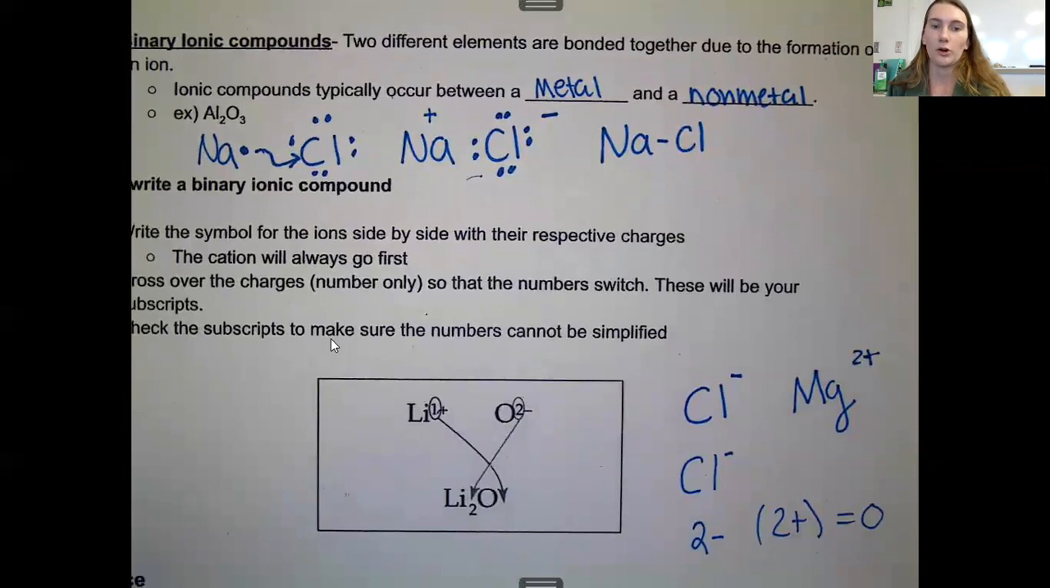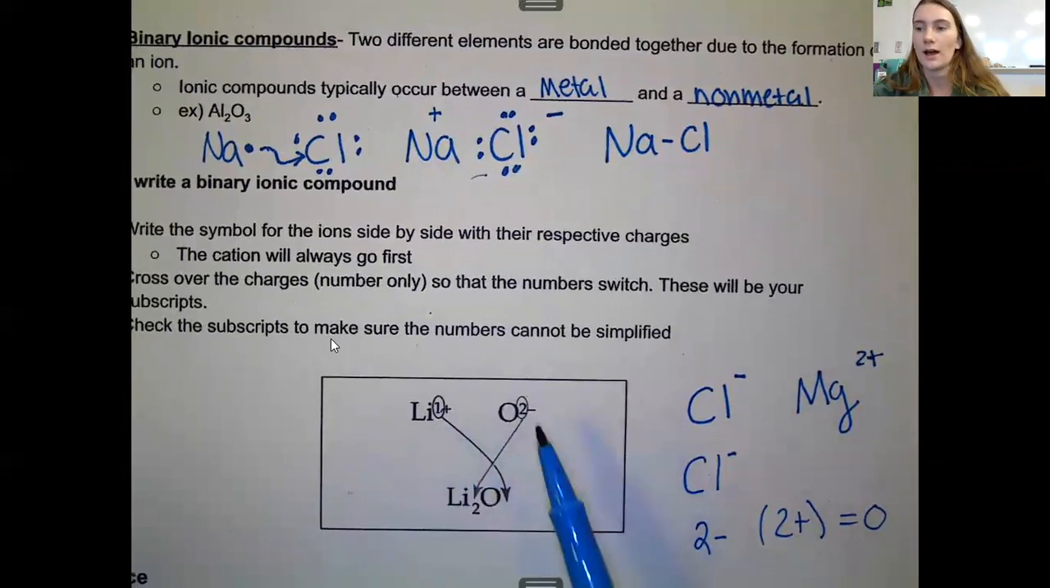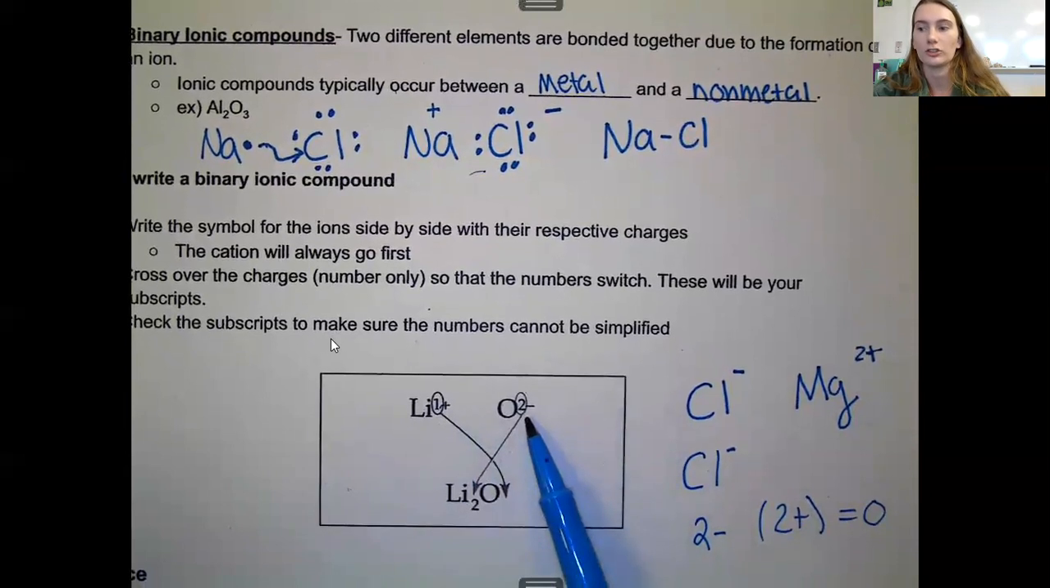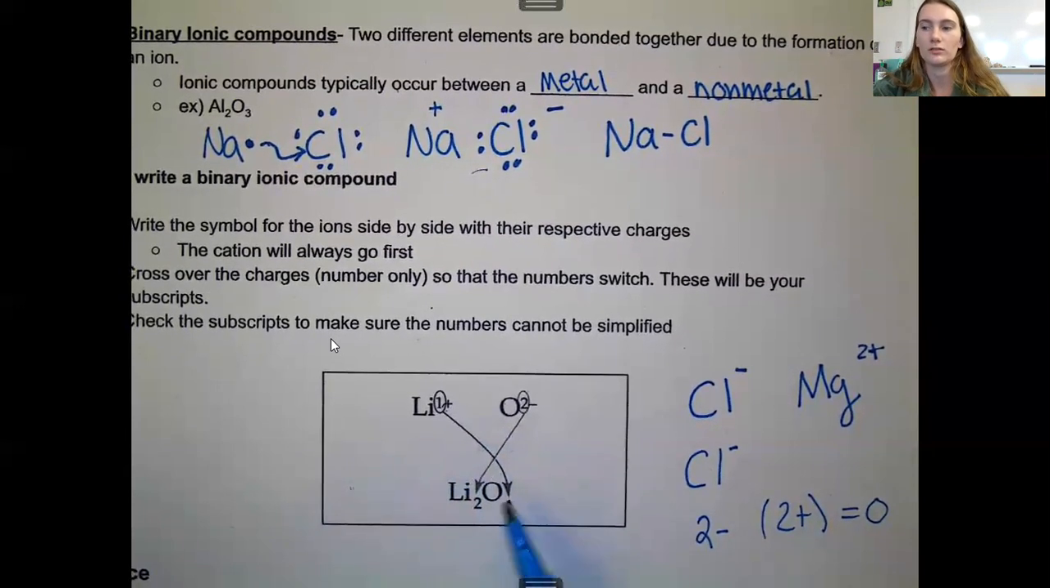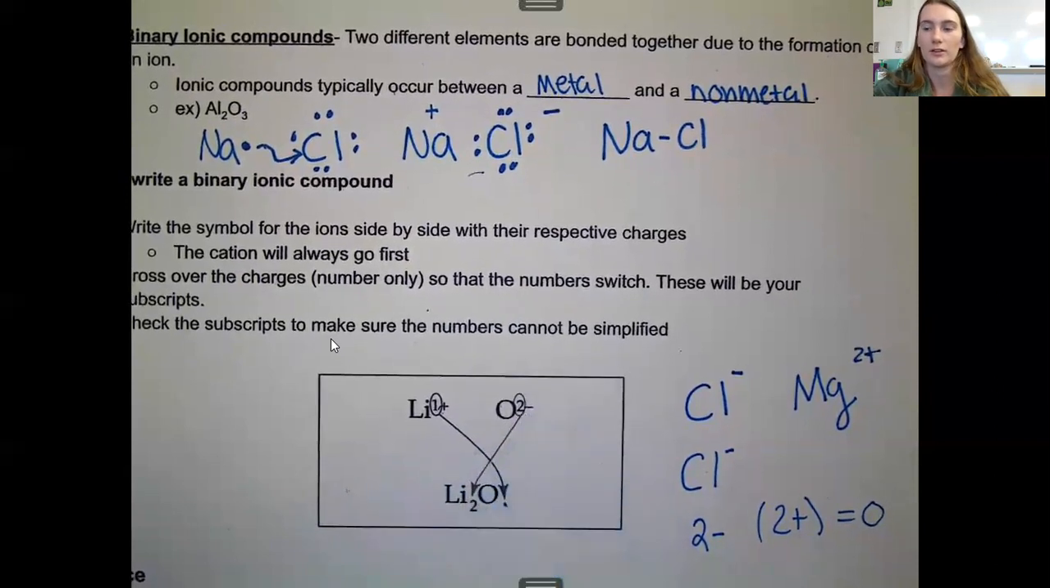This is a visual to show what we're talking about. Say we had lithium, which has a 1+ charge, and oxygen, which has a 2- charge. What I need to do is take this 1 and switch it so that it's the subscript of oxygen. I need to take the 2 and make it the subscript of lithium. So we're crossing things over. The reason we do this is because we have to create a neutral atom. Everything's all about being neutral and everything's about being stable.